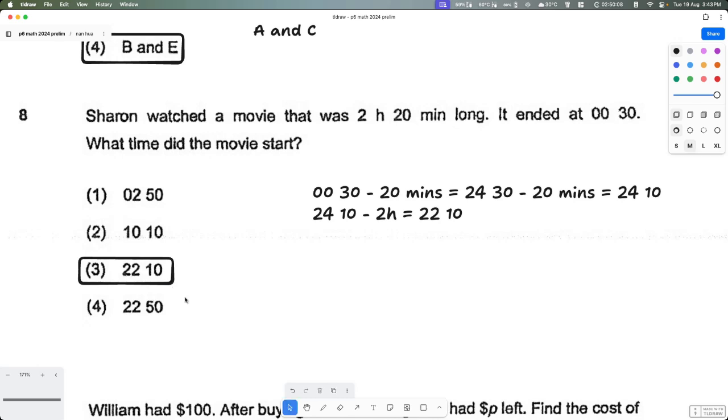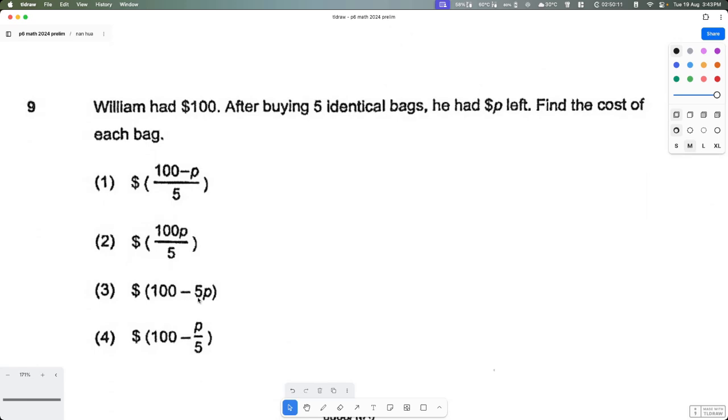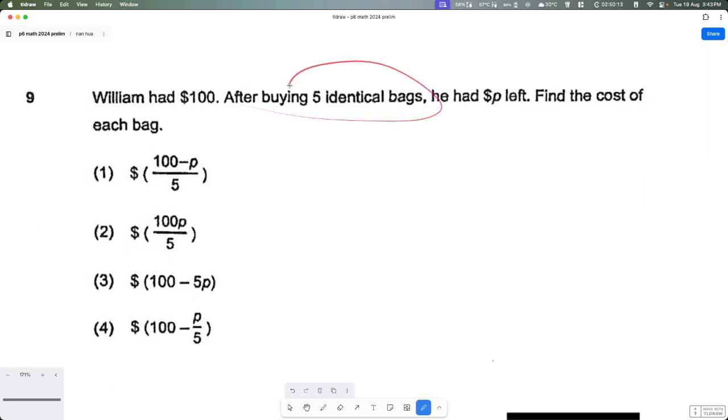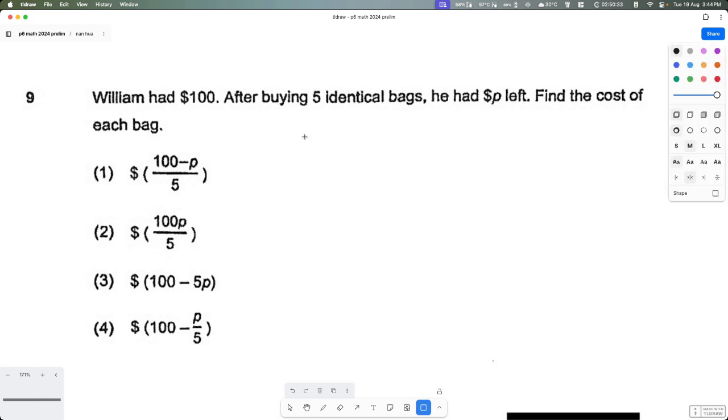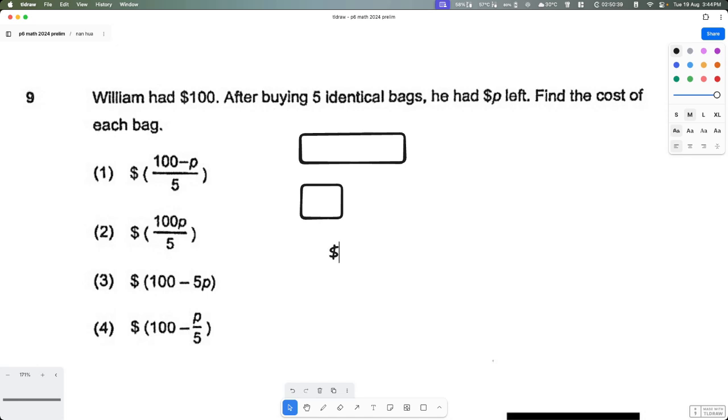All right, let's move on to question number 9. Okay, question 9 says William had $100. After buying 5 identical bags, he had $P left. Find the cost of each bag, right? So basically, he had $100, and then he got P left. So it's dollars P, and then $100 is this.